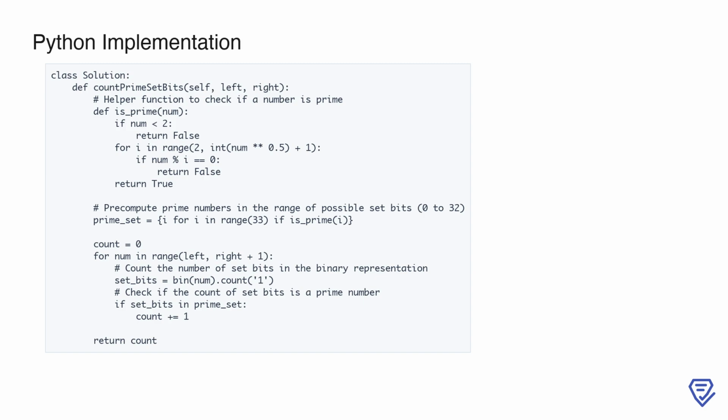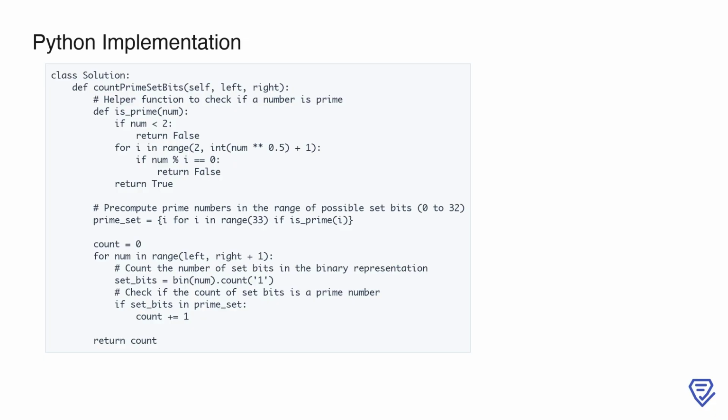The main loop iterates over each number in the range [left, right]. For each number, we calculate the binary representation using Python's bin function and count the ones using .count('1'). If the count of set bits is in prime_set, we increment the count variable. Finally, we return the count as the result, which represents how many numbers in the range satisfy the condition.